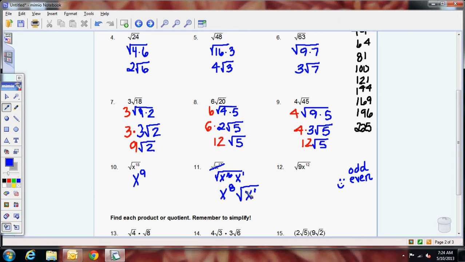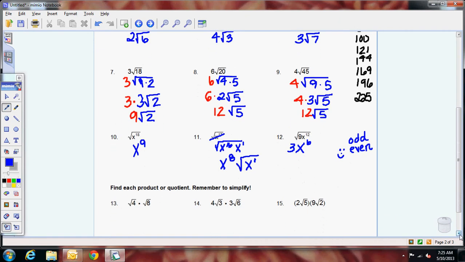All of your odd numbers should look like this. Something comes out, and that x to the 1st stays in. All right, this one has an added challenge of that number on the outside. Square root of 9, I know that's a perfect square. So that's just 3. And then x to the 12th, well, 12 is a nice even number, so I can just cut that in half. So it would give me 3x to the 6th. And then you're done.